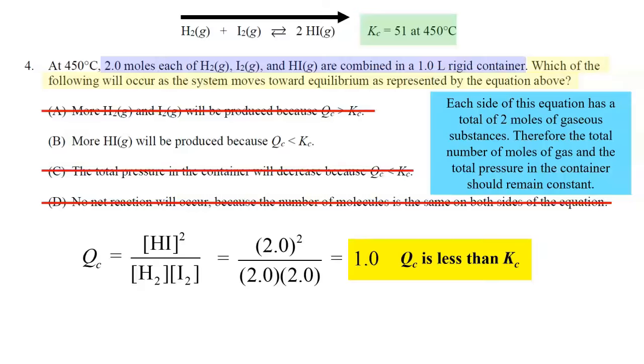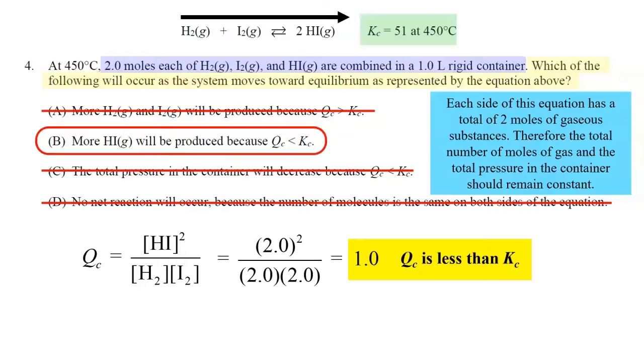So the correct answer to question 4 is choice B. More hydrogen iodide, which is a product, will be produced because Q is less than K.